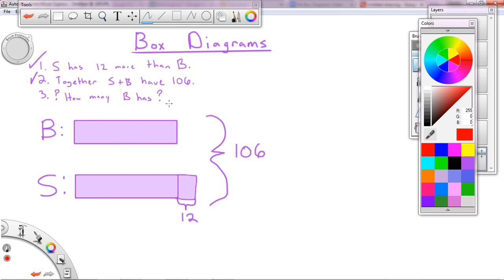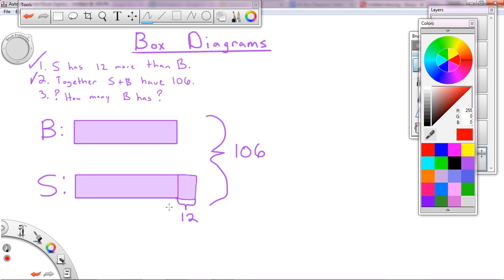Okay. So altogether, these two guys have 106 baseballs. Now, wouldn't it be nice if we just have these two boxes here, and that way I could split it in half to divide and find out how many baseballs go into each box? Yeah, and we can do that.